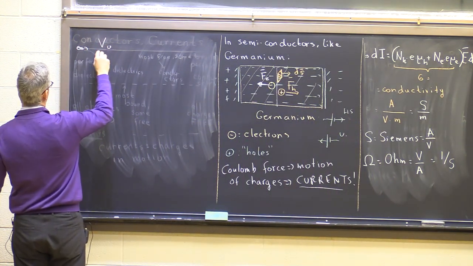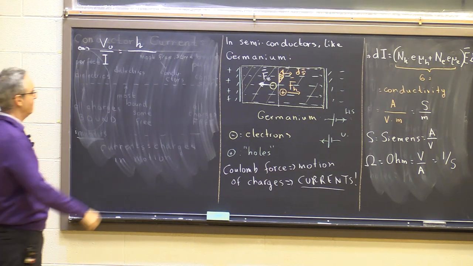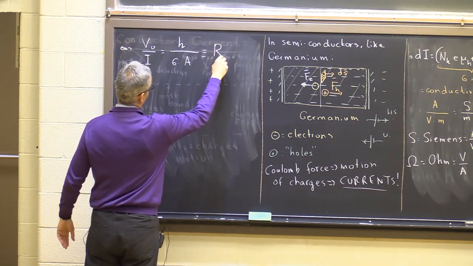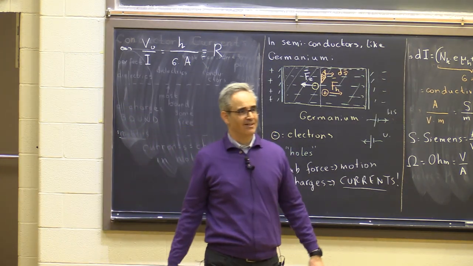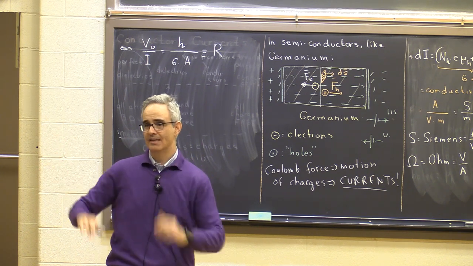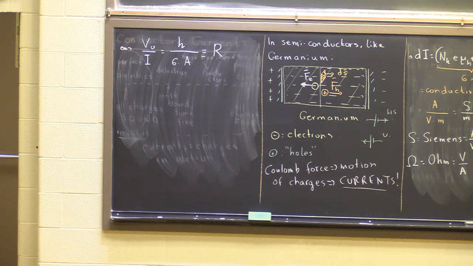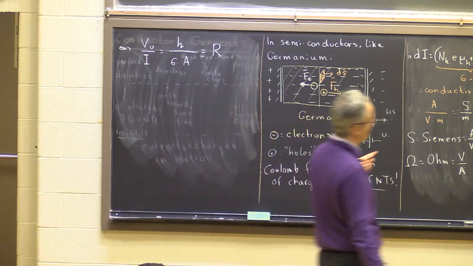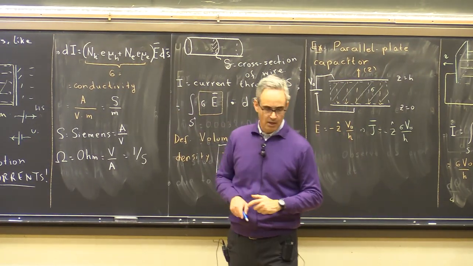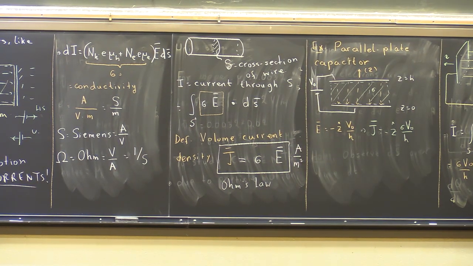V naught over I is H, the separation between the two plates, divided by conductivity times area, which is the resistance of this parallel plate system. You can see it as a capacitor, but if you stick in a conducting material in between, it also acts as a resistor. That's why I'm saying that J equals sigma E eventually gives you Ohm's law, and you can use this to derive resistances in general systems.